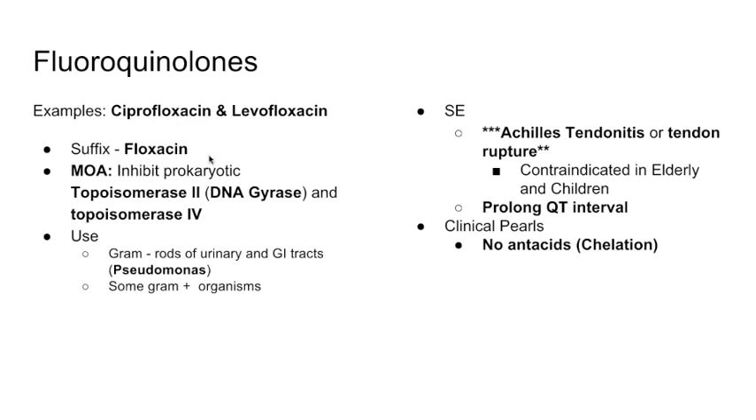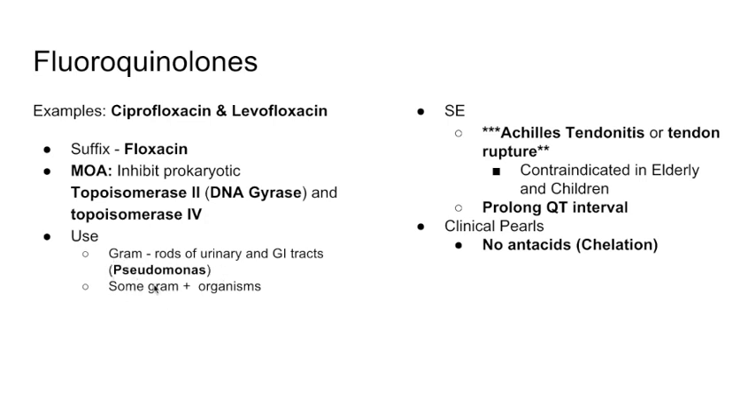And how the fluoroquinolones work is that they inhibit the prokaryotic topoisomerase 2 and topoisomerase 4. So as you remember, these are the enzymes that help unwind the DNA, that cause a little bit of nicks in the DNA so that it doesn't break. So if you inhibit these enzymes, the DNA is going to break and you're not going to be able to replicate it. The fluoroquinolones are mainly gram negatives, but they have some gram-positive coverage.